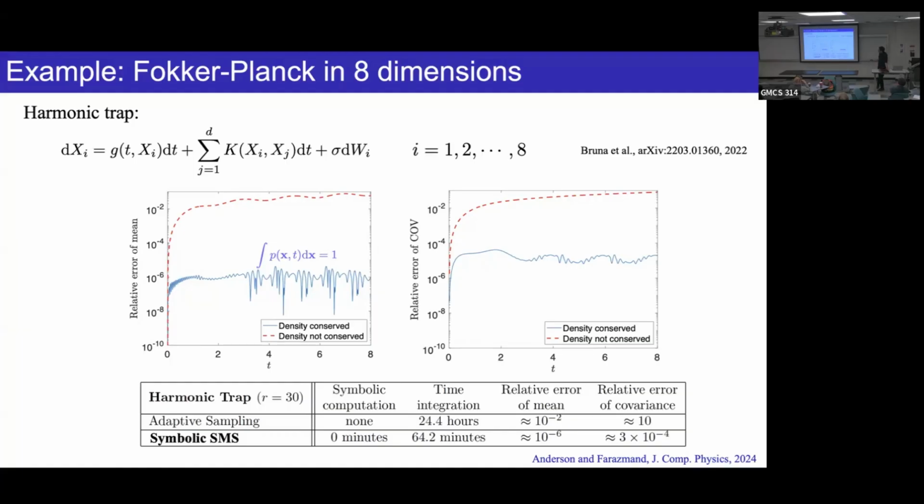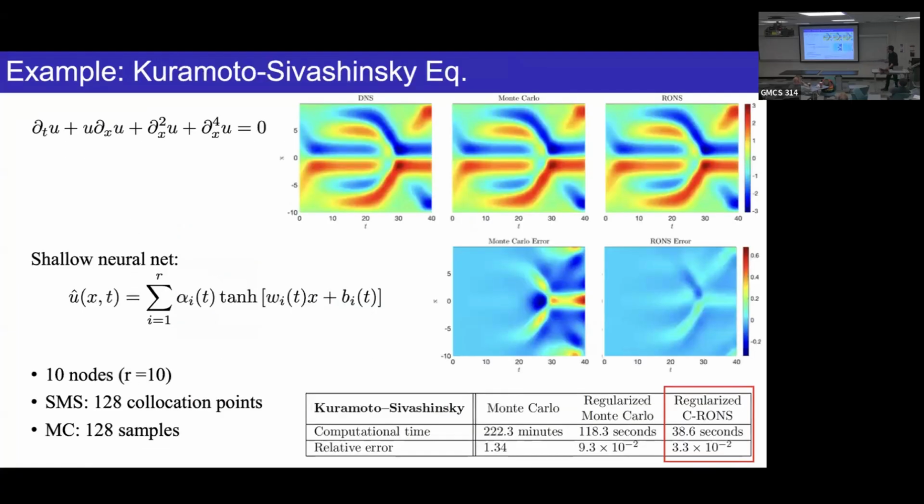If you try to do the same solution through Monte Carlo methods to estimate the PDF, with adaptive sampling and all that fancy stuff, the time integration, the solutions take more than a day to obtain, and the errors are also worse than what we can do with SMS.